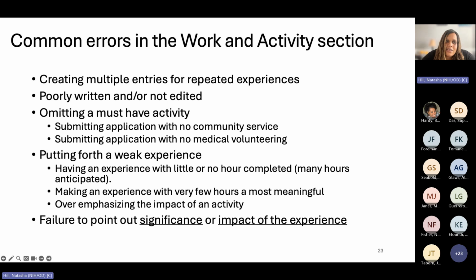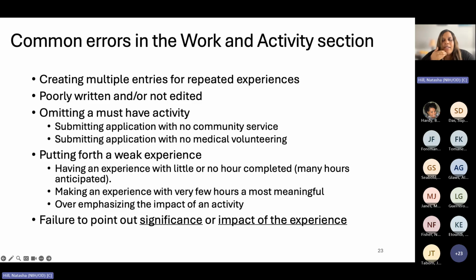Like I said, Dr. Taborn's going to get into that a bit more. And then again, overemphasizing the impact of an activity. But most importantly, what we mostly see in our office is failure to point out the significance or impact of an experience.